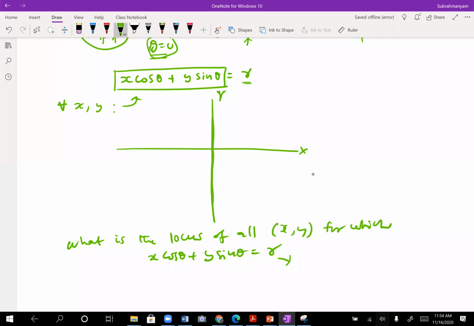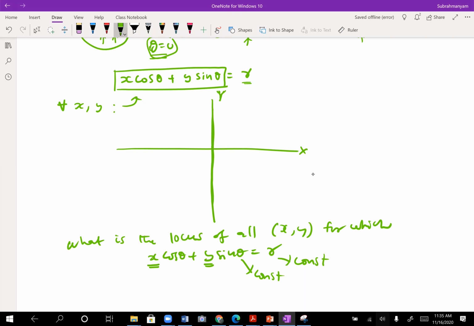R is a constant. Theta is a constant. Now I would like to look at all points of x and y. Where will all those points be? Can there be multiple points for which this equation could be satisfied? Straight line. Right. Can you tell where that straight line would be? Very good. That's a straight line.